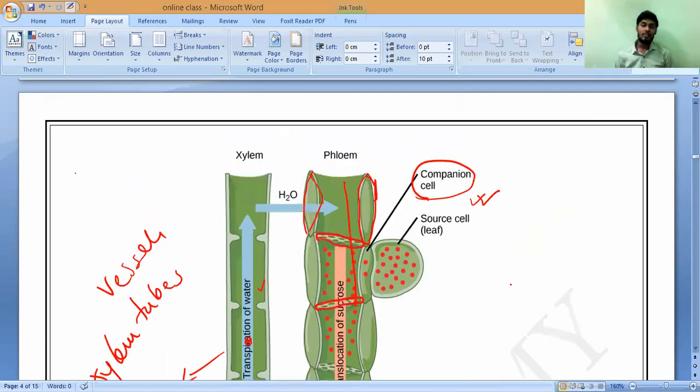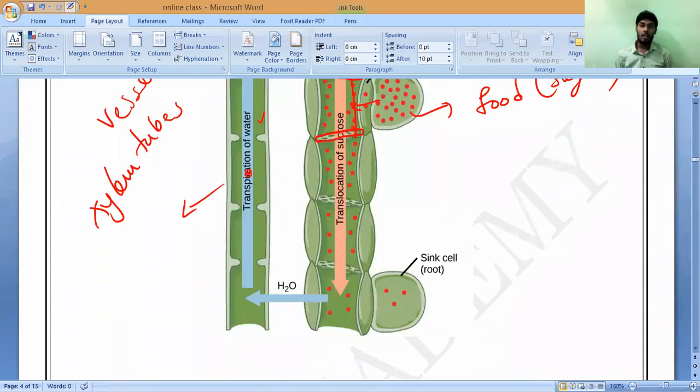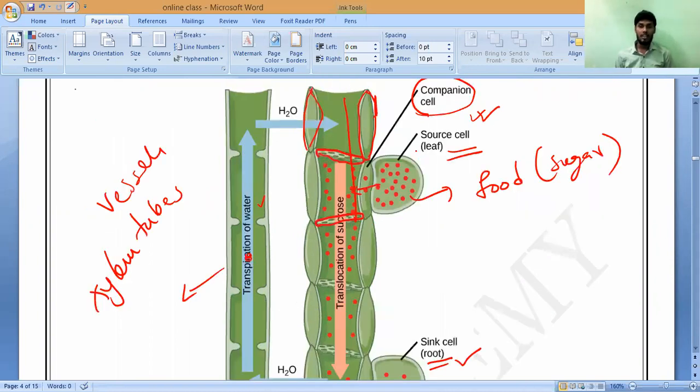Companion cells. That is what the companion cells are, you can see here. The source, the leaf, what is it producing? Food. This food is directly absorbed through the companion cells only. It reaches the phloem tubes, the network of phloem tubes, and through the sieve plates only the food is translocated. Like this, the root is a sink cell, and the leaf cell, the source cell, what should we call it? Leaf.